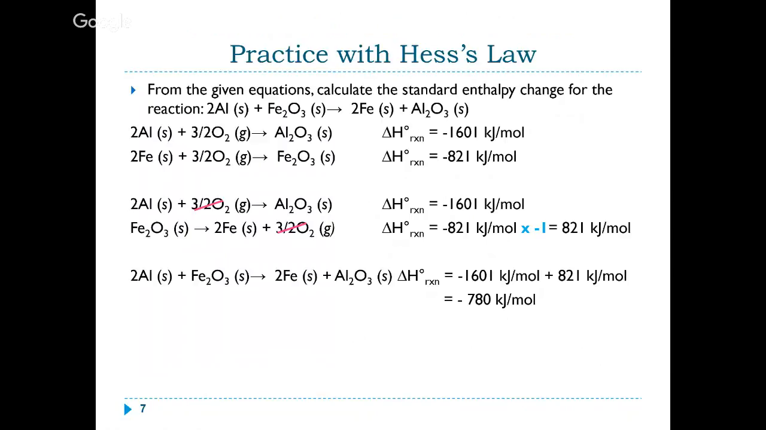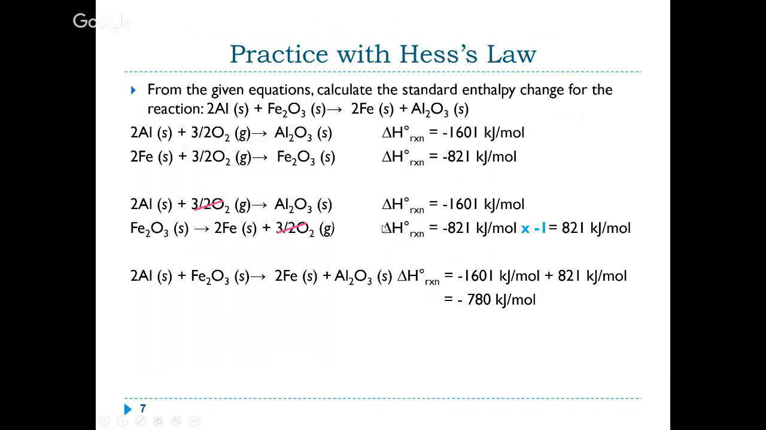So practicing with Hess's law. From the given equations, calculate the standard enthalpy change for the reaction of aluminum with iron(III) oxide to form iron and aluminum oxide. So this is our desired equation, and now we play a matching game because we need to make sure that we get everything down here to match what's up here, meaning that we need the same amounts, and we need to make sure that reactants are reactants and products are products.